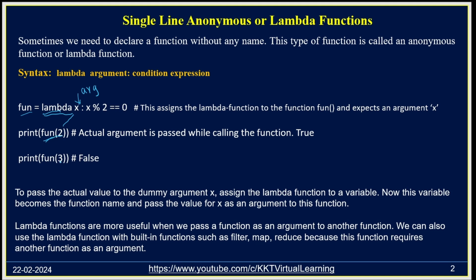Similarly, if you pass 3, this 3 is nothing but x for the lambda function. So 3 % 2, the remainder is 1. So it is not equal to 0, so it will return false. So fun(3) will return false, and the output of this will be false.